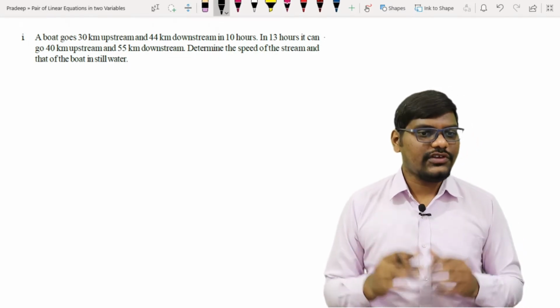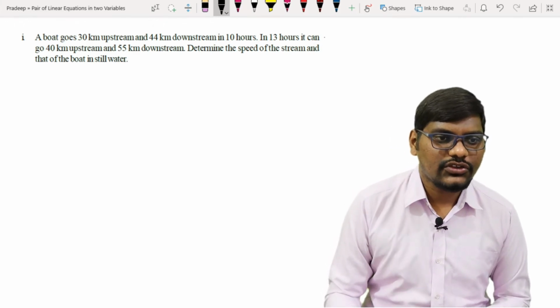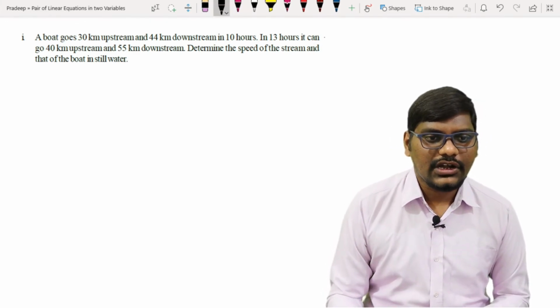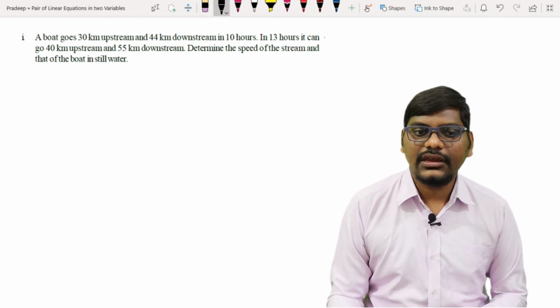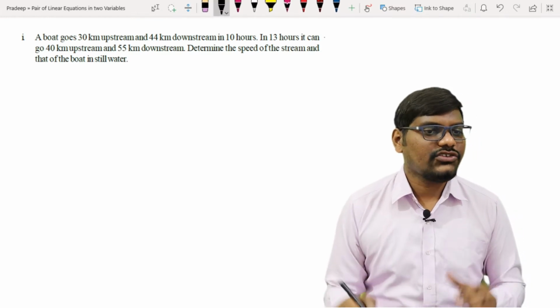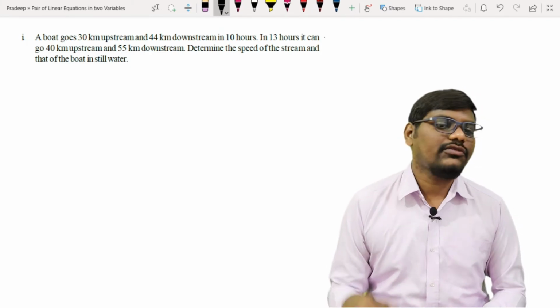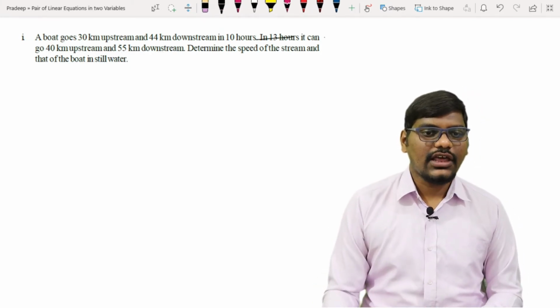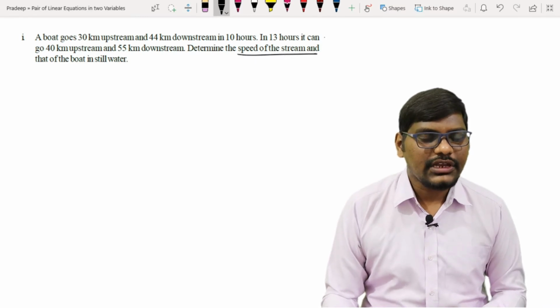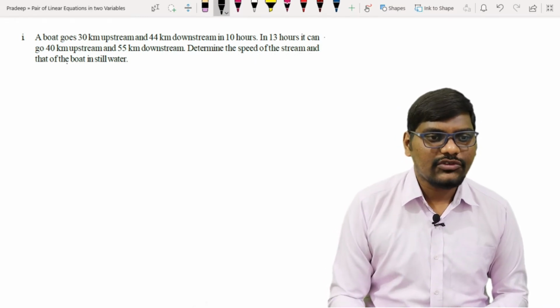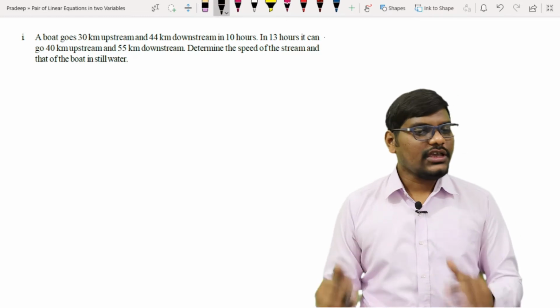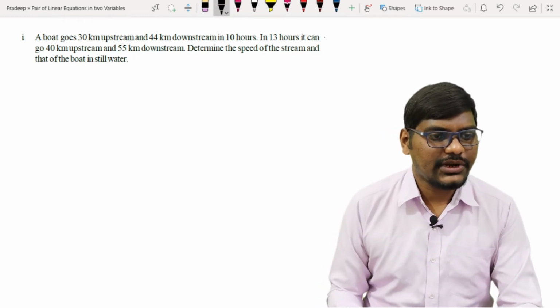Here are the two situations. In the first situation, the boat is going 30 km upstream and 44 km downstream, and this is happening in 10 hours. In the second condition, the boat is going 40 km upstream and 55 km downstream, and that was happening in 13 hours. They are asking us to find the speed of the stream and the speed of the boat in still water. So let's find these.